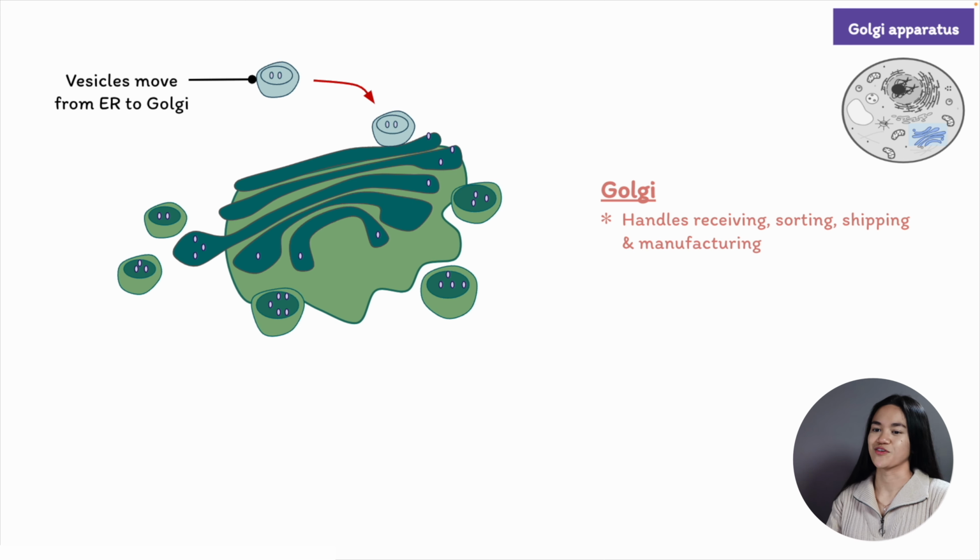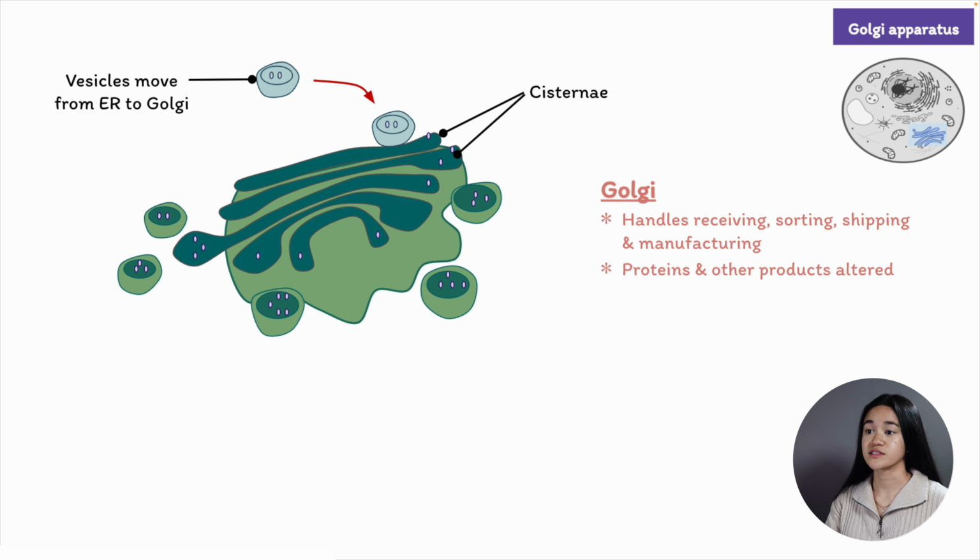It's breathtaking, honestly. So, proteins and other ER products are altered and stored here before being transported to other locations. The Golgi apparatus is unusually vast in cells that specialize in secretion. The Golgi apparatus is made up of a stack of flattened membrane sacs called cisternae. Each cisterna in a stack has a membrane that divides its interior space from the cytoplasm.